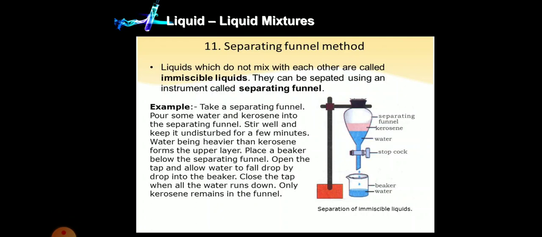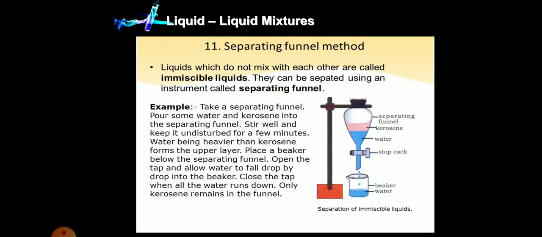Now in the diagram you can see the assembly, which has a separating funnel in which a mixture of kerosene and water is placed. This separating funnel needs to be kept undisturbed for a few minutes so that the two layers are differentiated. The upper layer is kerosene and the lower layer is water. At the bottom of the separating funnel you can see that a stopcock has been fixed, which is a screw-like thing which needs to be loosened.